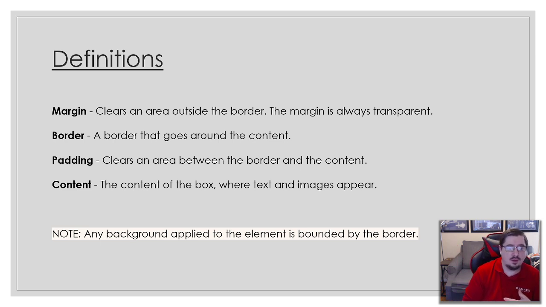Okay. And finally, you have the content. The content is that box down the center where our actual content appears. The rest is clearing spaces. The padding and the margin are just for clearing white space, and the border is for creating a line around things, basically.